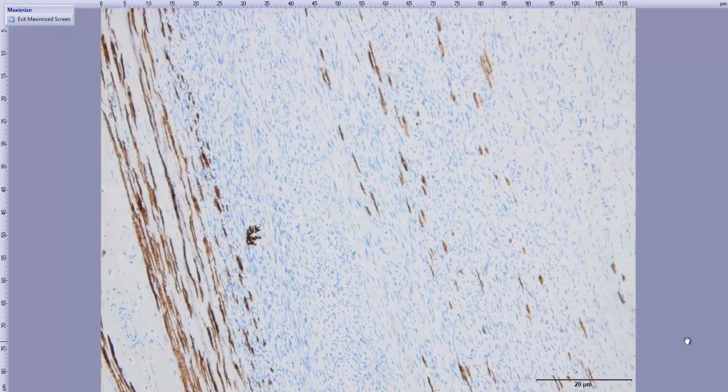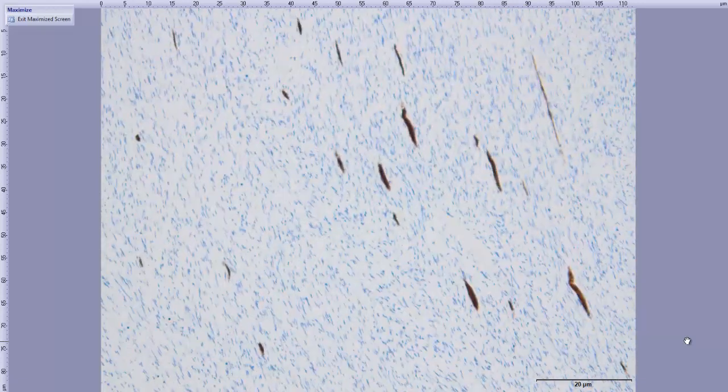Here, the tumor infiltrates among the striated muscle fibers, and this may lead to the false diagnosis of a rhabdomyosarcoma. And now I'm going to show also myogenin here. Also, the myogenin may also be positive in degenerating muscle fibers.